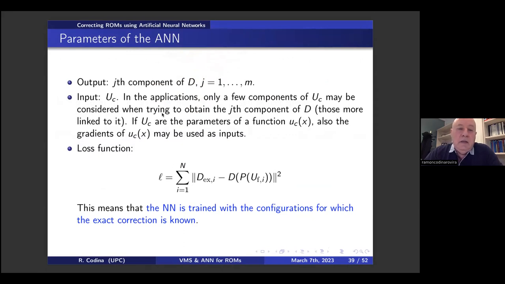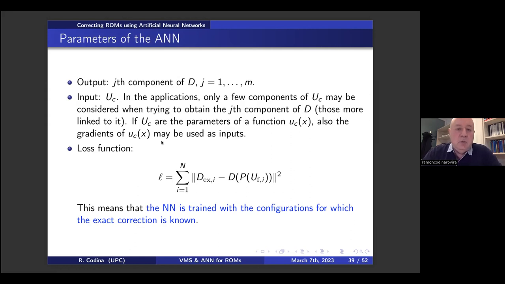That's the input. In the applications, we don't need to put the whole input when we want to compute an output. Why? Because imagine we are in a discrete context, for example, in the coarsening of a mesh, because that can be applied not only to reduced order models, but also to coarsening of meshes. And in fact, the first paper we wrote was about coarsening of meshes. So the correction for each node depends essentially on the surrounding nodes. So we don't have to put all the array U^C to construct the neural network for the correction at the jth point, but only the components of U of the nodes surrounding or close to the jth node, okay? So in principle, the input is the whole vector of unknowns, but as I said, it can be simplified.